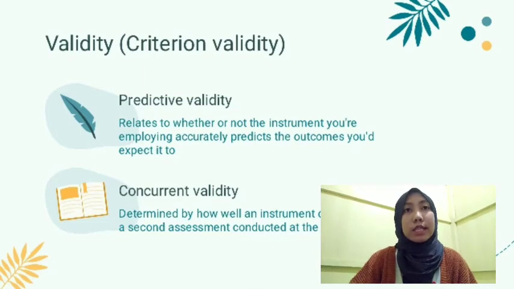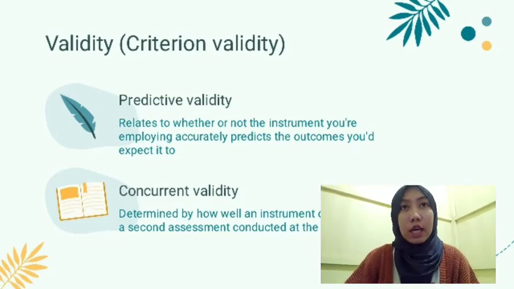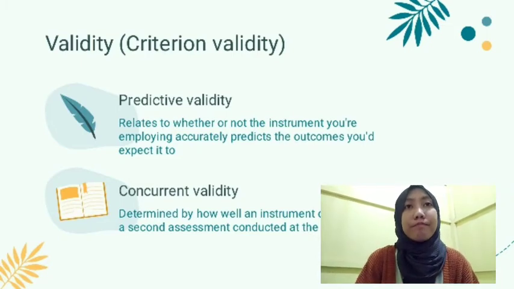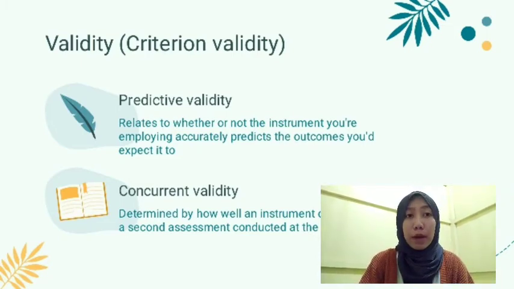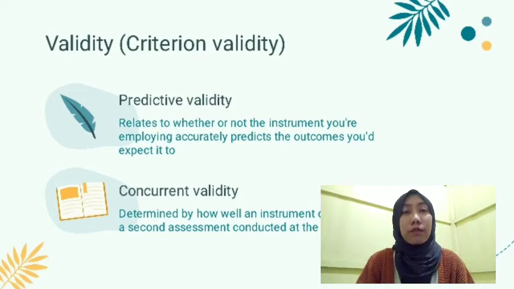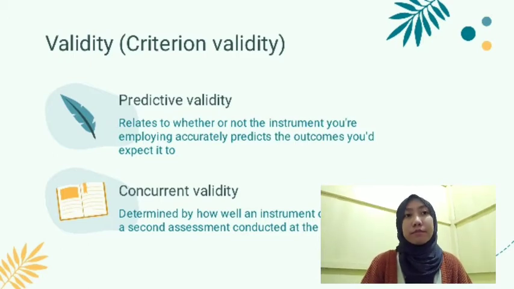And the next is validity. To measure the validity of the instrument, I use criterion validity, of the types predictive validity and concurrent validity. Predictive validity is related to whether or not the instrument you're employing accurately predicts the outcomes you'd expect it to. And concurrent validity is determined by how well an instrument compares to a second assessment conducted at the same time.